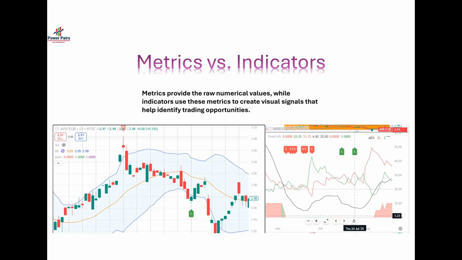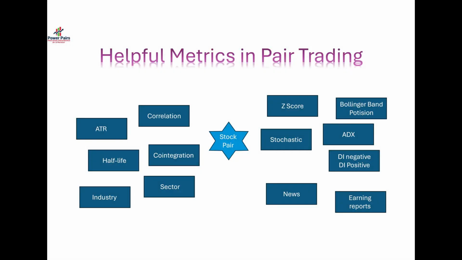Indicators, on the other hand, are visual tools that use those metrics to show us what's happening in the market. They help us interpret the data, identify trends, spot deviations, and determine possible entry or exit points. So in simple words, metrics give us the raw data, while indicators translate that data into something we can quickly understand and act on.